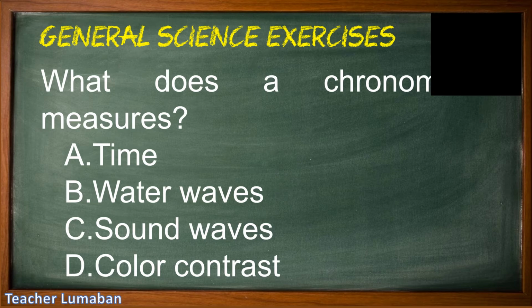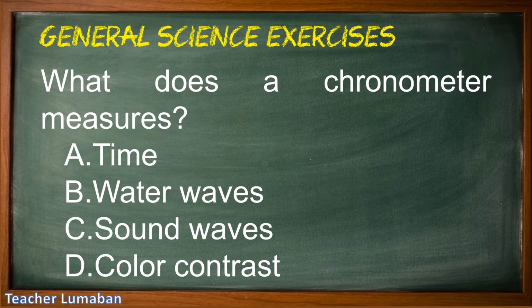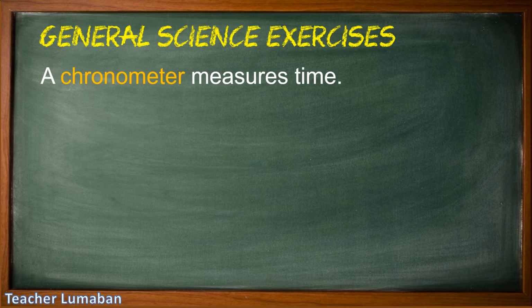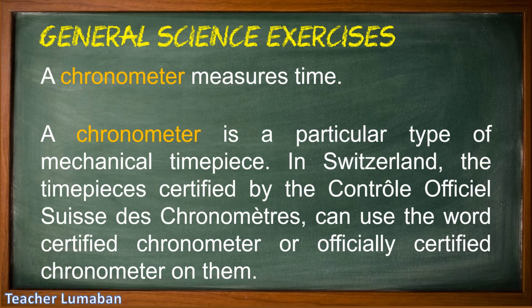The correct answer is letter A, time. A chronometer measures time. A chronometer is a particular type of mechanical timepiece. In Switzerland, the timepieces certified by the Contrôle officiel suisse de chronométrie can use the word certified chronometer or officially certified chronometer on them.